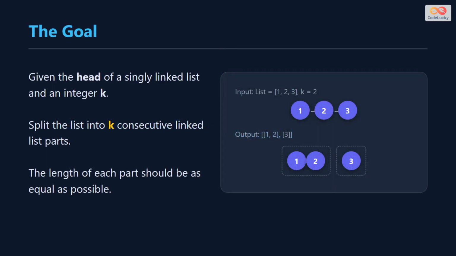Let's define our goal clearly. We are given the head of a linked list and an integer k. We need to cut this list into k separate consecutive parts. The tricky part is that we want the lengths of these parts to be as equal as possible. For example, if we have a list of 3 nodes and we need to split it into 2 parts, we cannot just have one empty part. We must distribute the nodes.